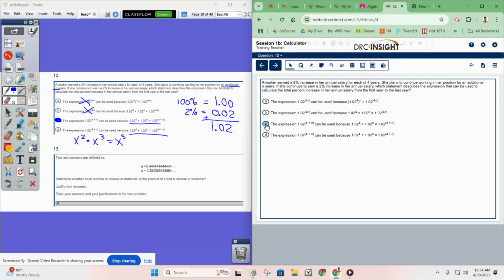So I'm going to choose C, and y'all should have that written on your paper. Once you have that written, choose the C, and then you can go to the next problem.